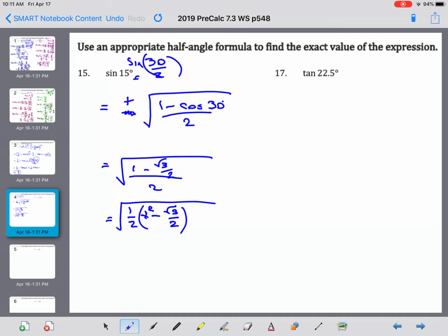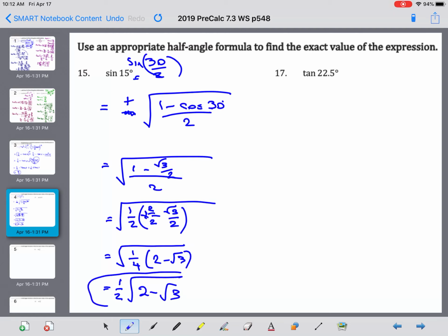I'm going to think of this as 2 over 2. So that's going to give me, I'm going to take out another divide by 1/2 out, so it gives me 1/4. It gives me 2 minus root 3. And since I've got a factor of 1/4, I can square root that out. So I get 1/2, because the square root of 1/4 is 1/2. And then we have 2 minus root 3. That's the type of answer they want here.